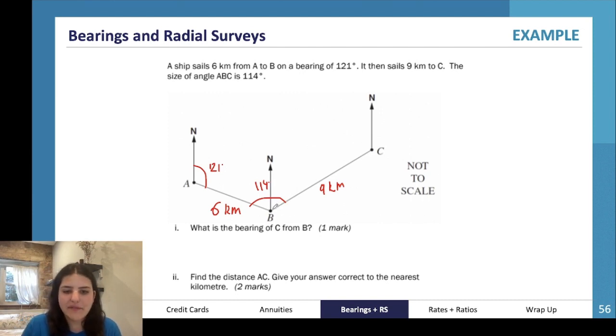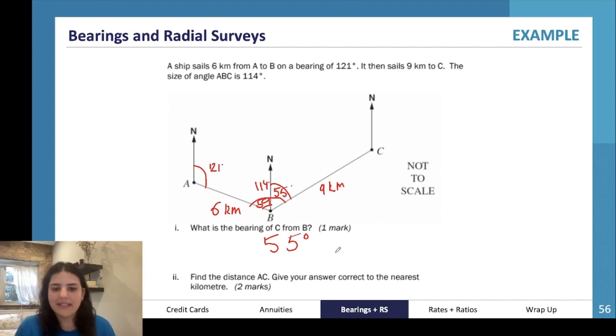So we're looking at C from B, which means we need this angle. So we know that if this is 121, these are both north lines, which means we can find out this angle here by doing 180 minus 121. So it's 59 degrees in here. So if we do 114 minus 59 degrees, we get 55 degrees. So this side must be 55 degrees, which means the bearing of C from B is 55 degrees.